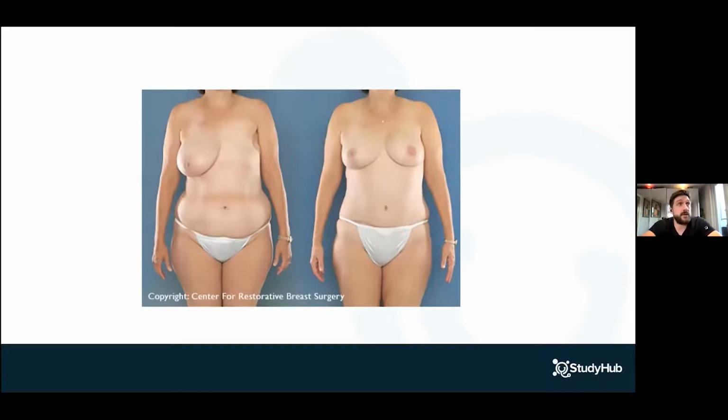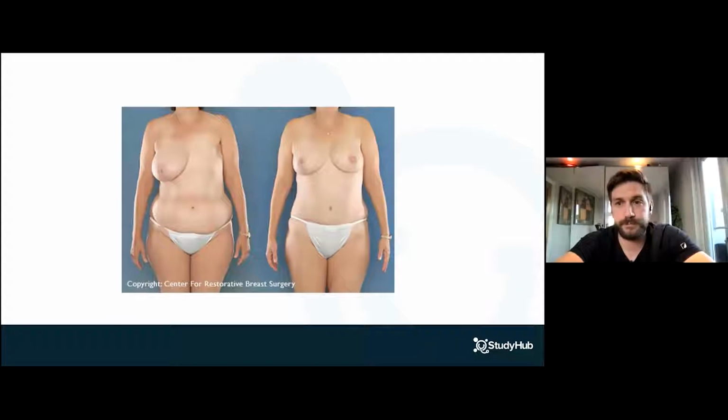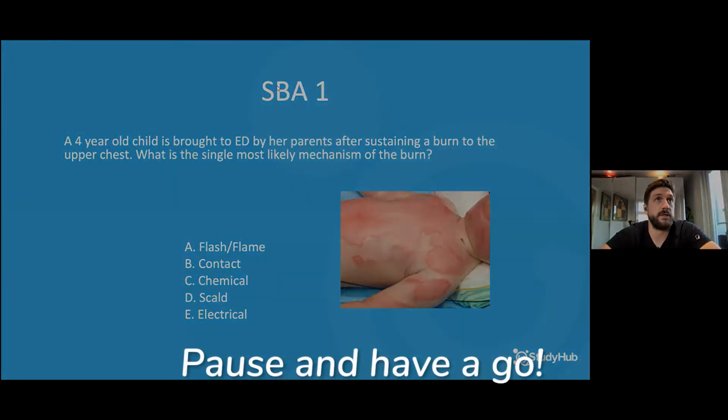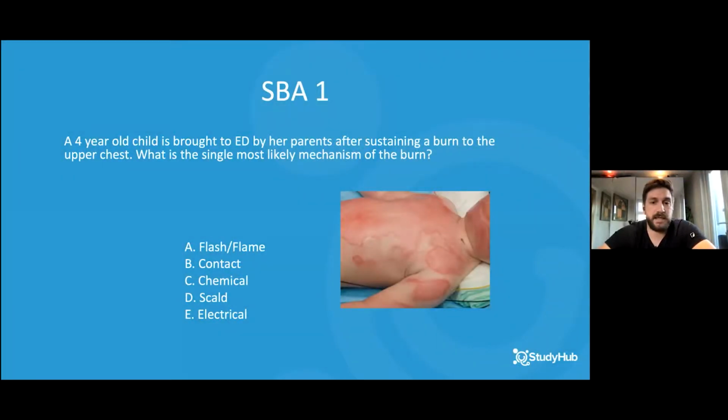First SBA: a 4-year-old child is brought to the emergency department by her parents after sustaining a burn to the upper chest. What is the single most likely mechanism of the burn? You can see this 4-year-old with a burn. Most people have said D, and D is indeed the correct answer, scald. This is a very common injury to see in pediatric patients. It has the classic pattern of a scald, the bib pattern, children often pulling things down onto themselves. So this is indeed a scald.